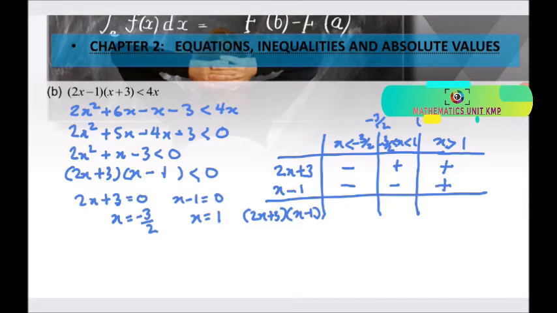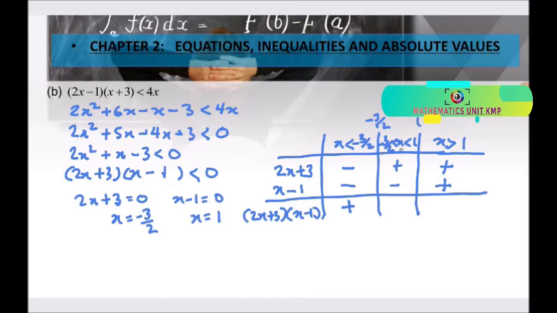Now for the conclusion, negative multiplied with negative, you will get a positive sign here. That means for any value of x less than negative 3 over 2 that we substitute into the quadratic expression, we will get a positive value.